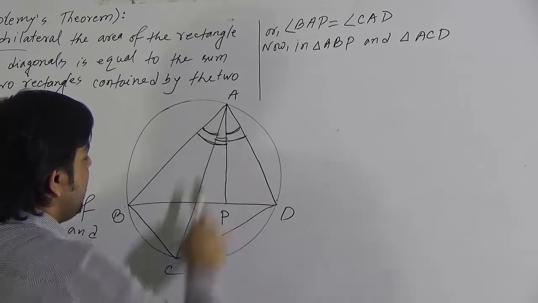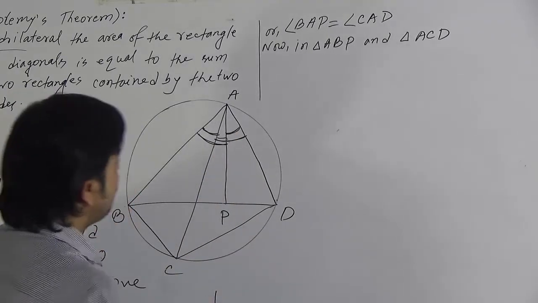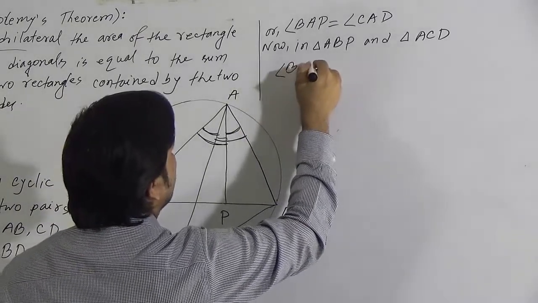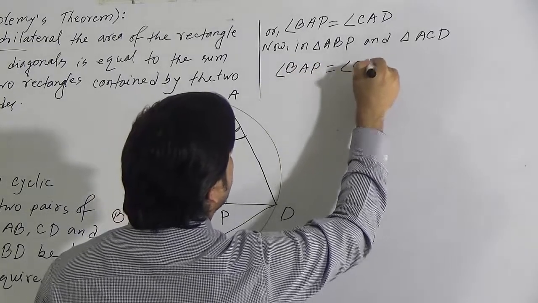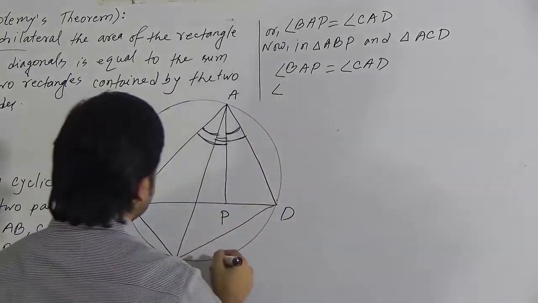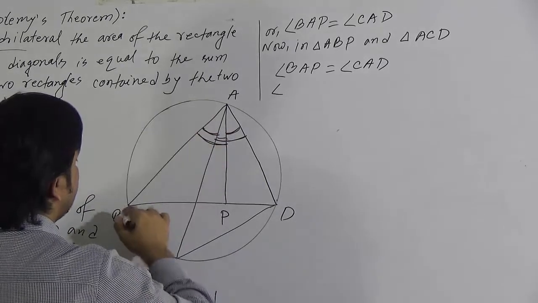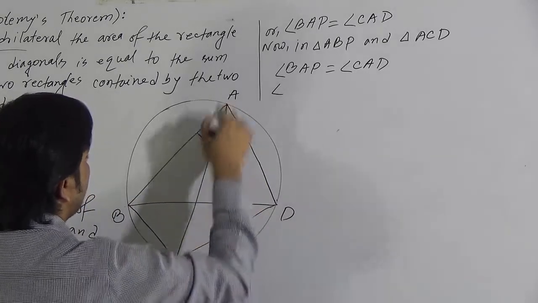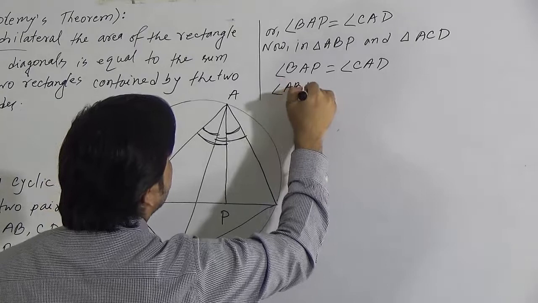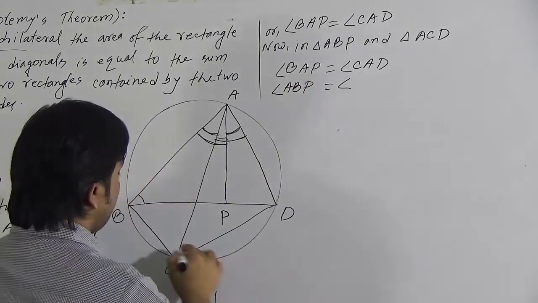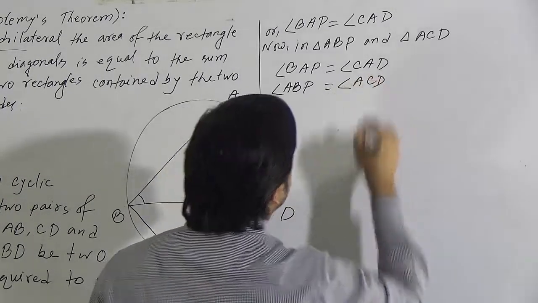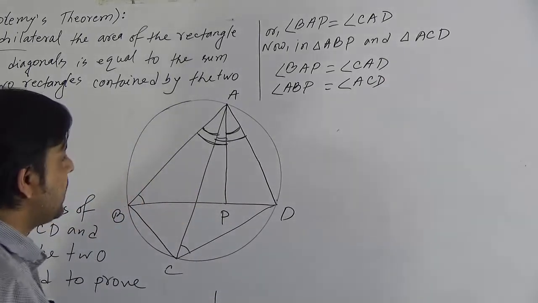ABP and ACD. If we compare these two triangles, we will get here angle. At first we have proved angle BAP equal to angle CAD. We have proved this before. And in the triangle ABP, we can say here angle ABP is equal to angle ACD. How can we say these two angles are equal?